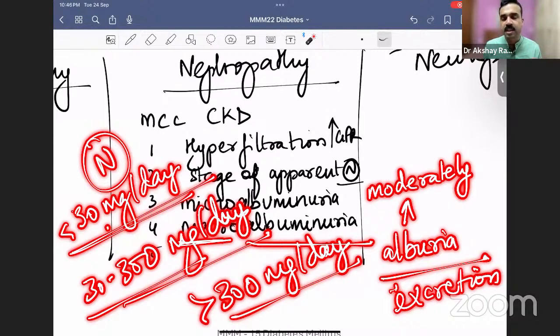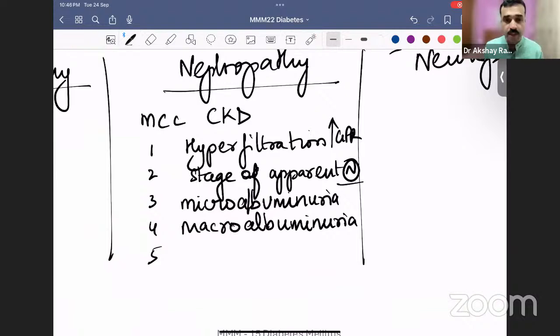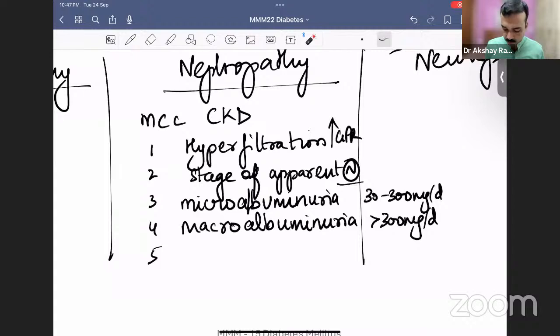Severely increased albuminuria is when the person is passing more than 300 milligrams per day of albumin when you check the urinary albumin level. So please don't get confused about the values; I am sorry I caused the confusion. Moderately increased albuminuria is 30 to 300 milligrams per day of albumin, whereas more than 300 milligrams per day is known as severely increased albumin excretion. The terms used are moderately and severely increased albumin excretion.